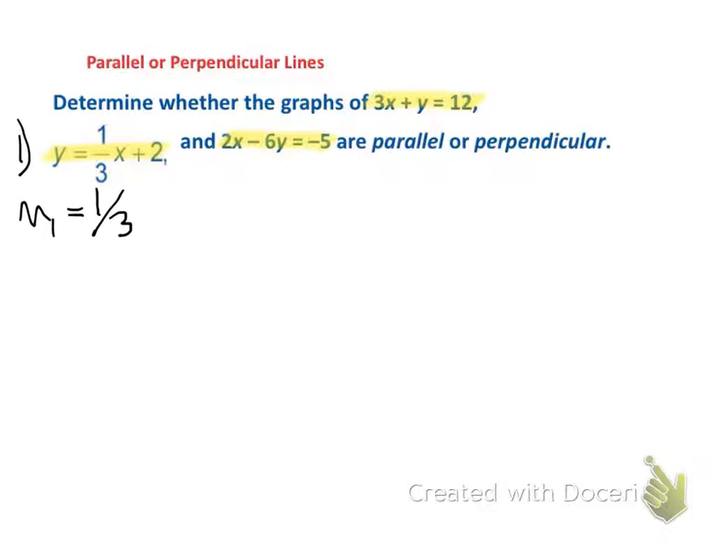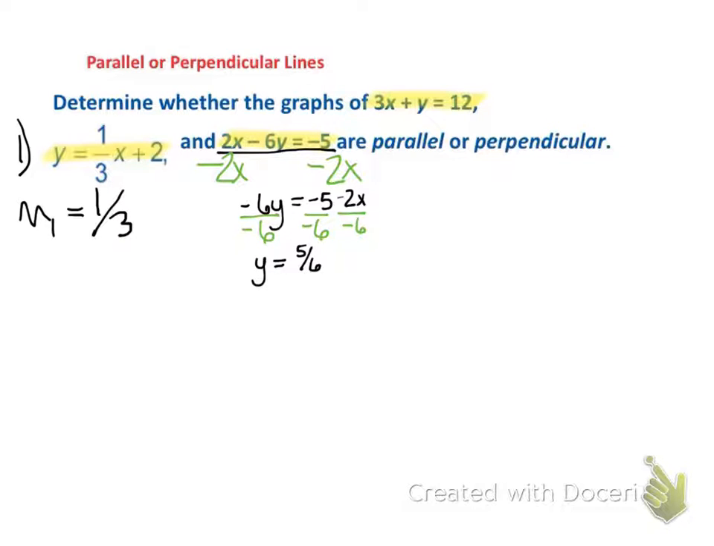All right, so how will I find the slope of, say, this equation? Well, you're going to need to rewrite it into slope-intercept form. So the first thing you have to do is subtract 2x from both sides. That gives you negative 6y equals negative 5 minus 2x. Then you need to divide everything by negative 6 and simplify to get y equals 5/6 plus 1/3 x. So the slope of that line is 1/3.